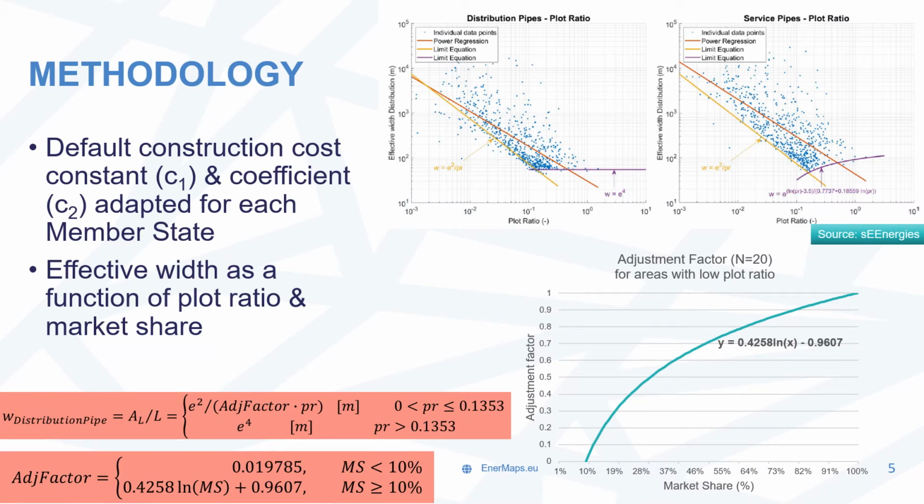For each member state, DHXPOT uses cost coefficients related to that member state. This can of course be adjusted by the end users as well. On top of that, for the effective width within the very low plot ratio areas, we have defined a new formulation where market share comes into play and has impact on the effective width and therefore on the levelized cost of distribution grid.